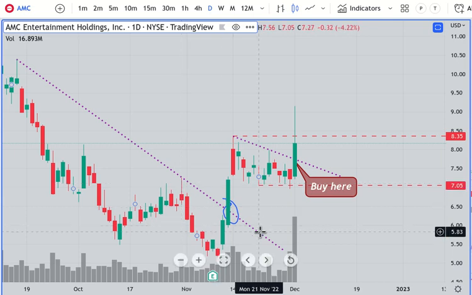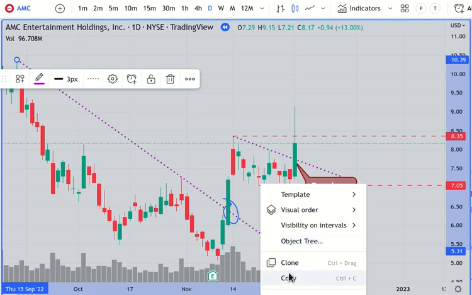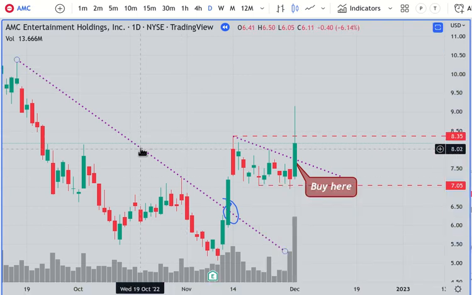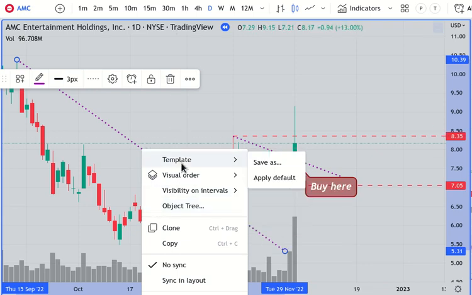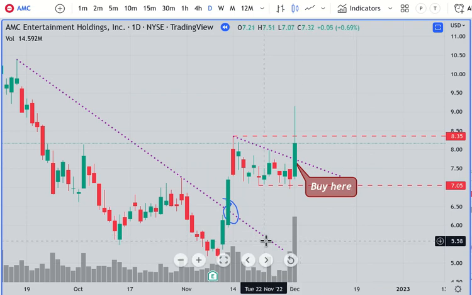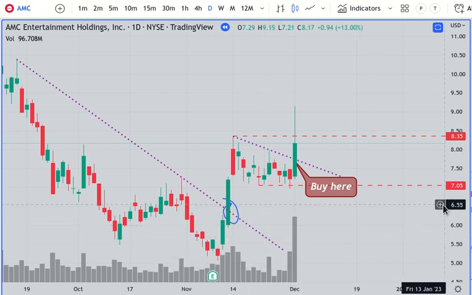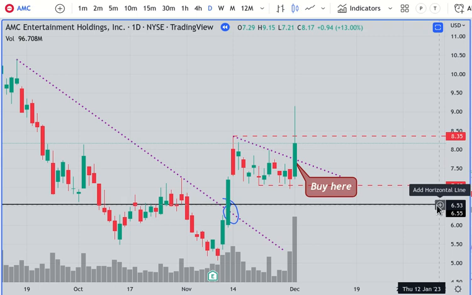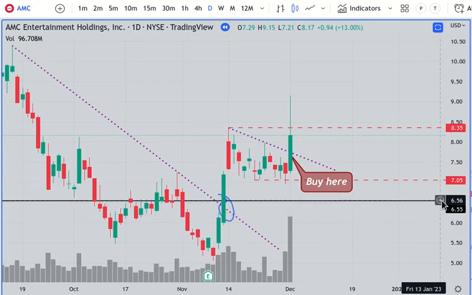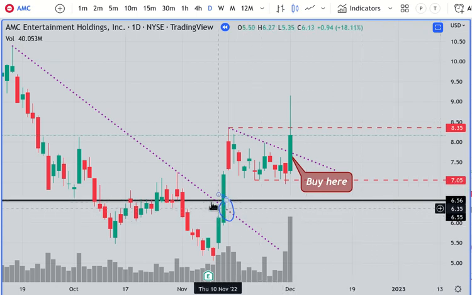And also you might wonder, how can I know when it will break? Very simple. You can add an alert to the trend line, and you will be alerted once it breaks this trend line. Or you can place an alert here, and TradingView will alert you whenever this trend line is broken, or whenever this pivot or resistance gets broken.